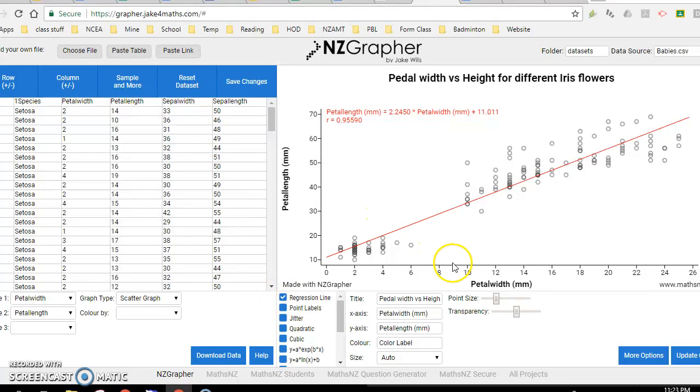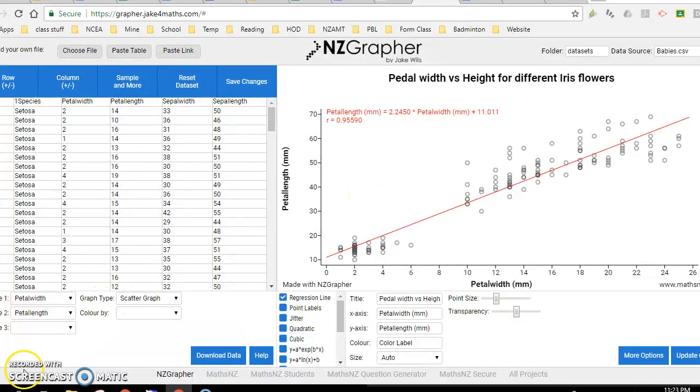Alright, in this video we're going to talk about groupings and how we can deal with them using NZ Grapher and what we should be looking for. Alright, so this one here is something a little bit different.